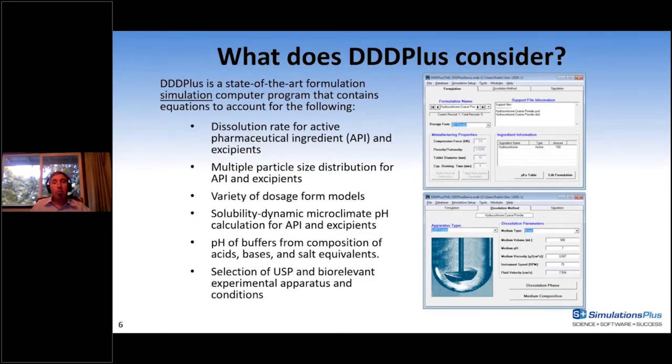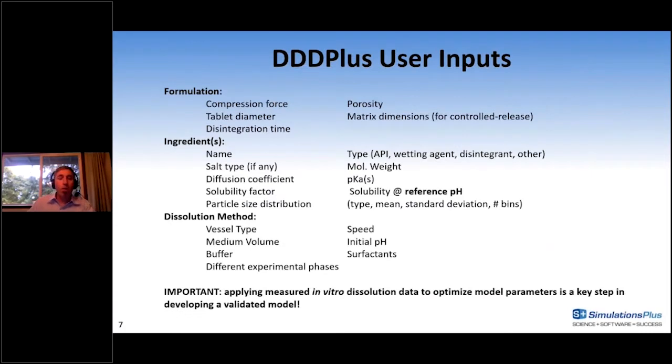What inputs do you need for the DDDPlus simulation? You need to know the formulation inputs: compression force, tablet diameter, and disintegration time for an IR product. If you have a disintegration tester value for disintegration, you could add that. You need to know the porosity and the matrix dimensions for the CR dosage forms. And then you need to know something about the physicochemical properties of the API and any excipients. Of course, we have a large excipient database, but if you have any new excipients, you're going to need to supply the information. And for the API, you're going to need to know the name of the ingredient and whether it's the API, wetting agent, disintegrant, solubilizer, or some other ingredient or filler.